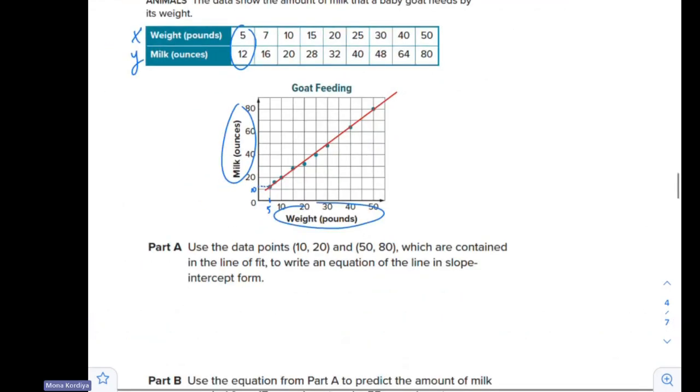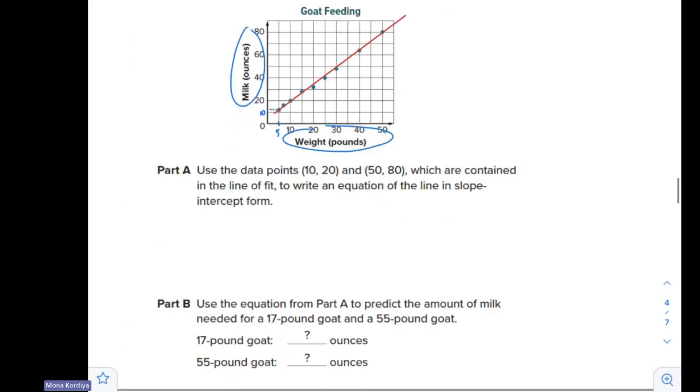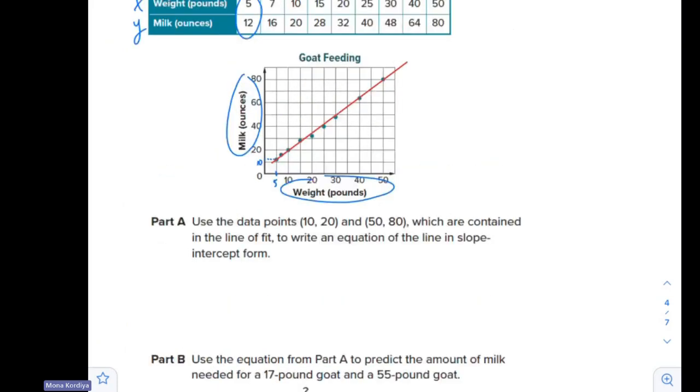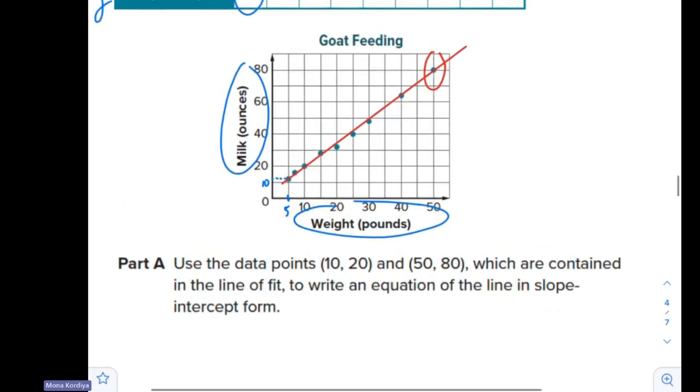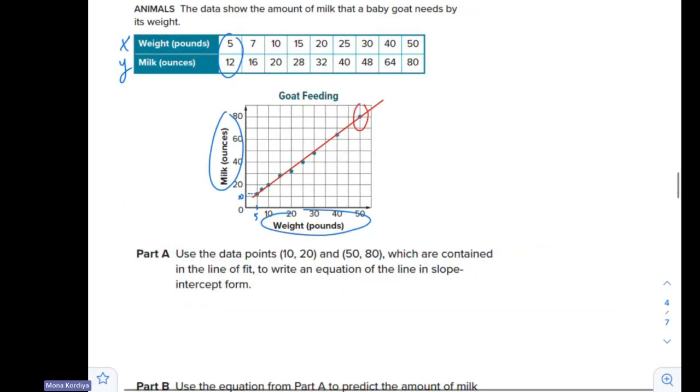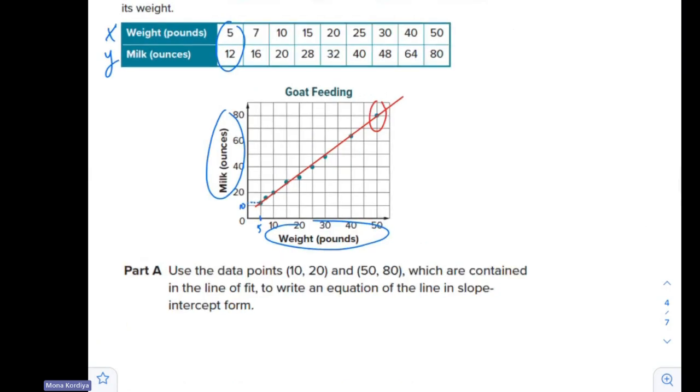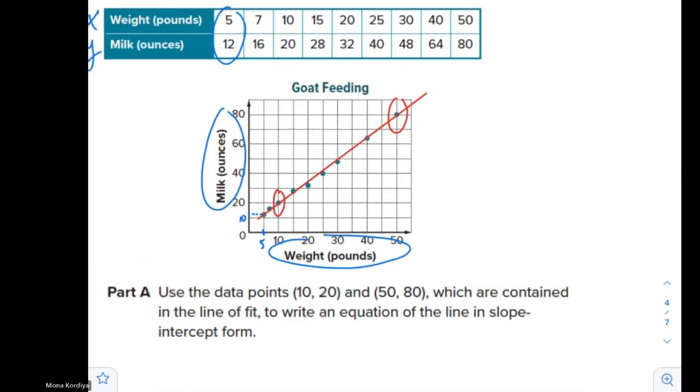So this is how we plot or find the line. Now, how can we write the equation of a line? We will choose 2 points that the line passes by. So I will choose this point, which is 50 and 80, and another point, 10 and 20. 10 and 20 is better. And we have chosen those.